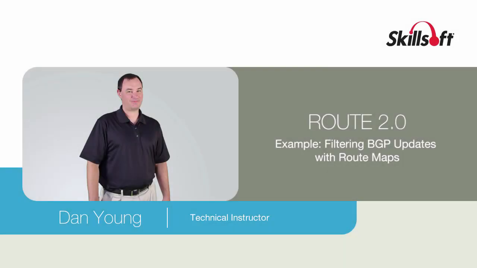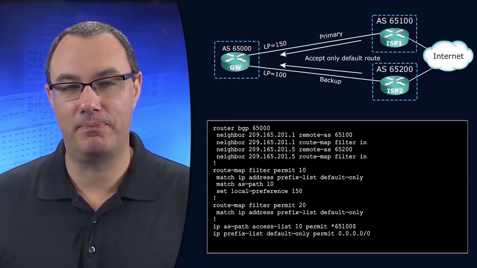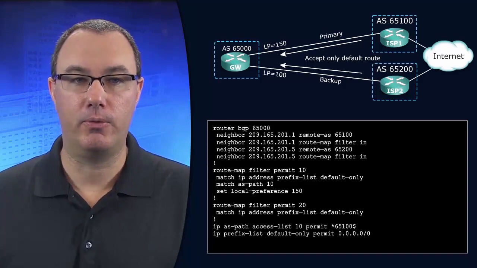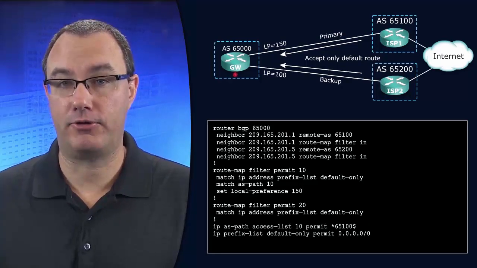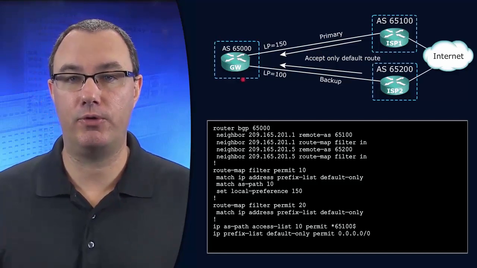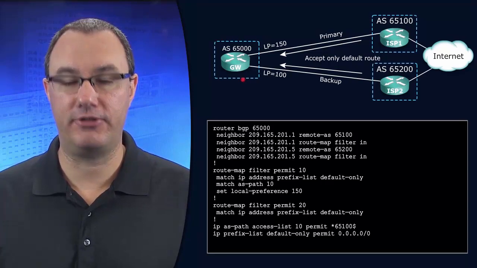If you need to do something with BGP, it tends to be that route maps are the way to do that thing. What we want to do is set up an environment where we're the customer and we want to get two different default routes, and we want to influence which one is the primary and which one is the secondary. Let's see how to do that.